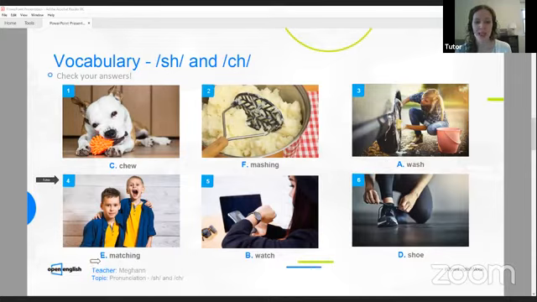Picture number four is letter E, matching. The children have shirts that are matching. Las camisas combinan, they match. Picture number five is letter B, watch. She looks at the time on her watch. And picture number six is letter D, shoe.